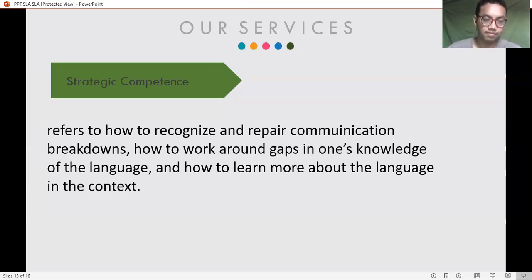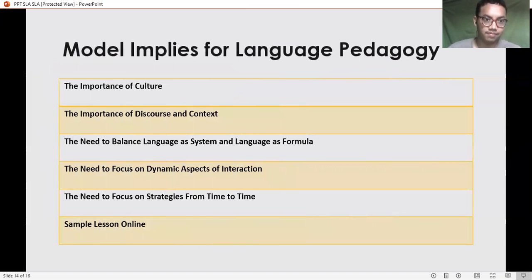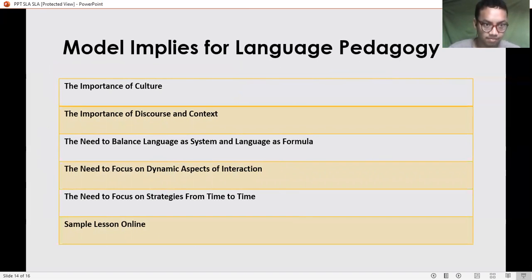Ajay, this is your turn to explain the model's implications for language pedagogy.